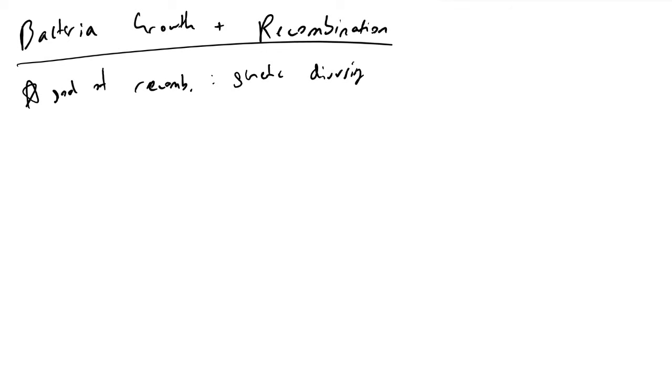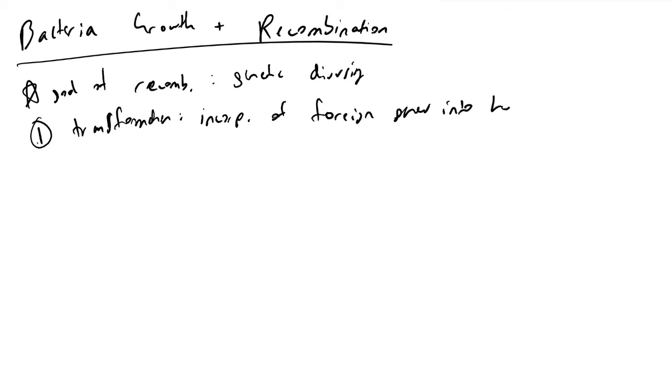And so there's three methods of recombination. The first is referred to as transformation. And transformation is simply the incorporation of foreign genes into the host. And so it's pretty straightforward. With method 2, there is something referred to as conjugation.